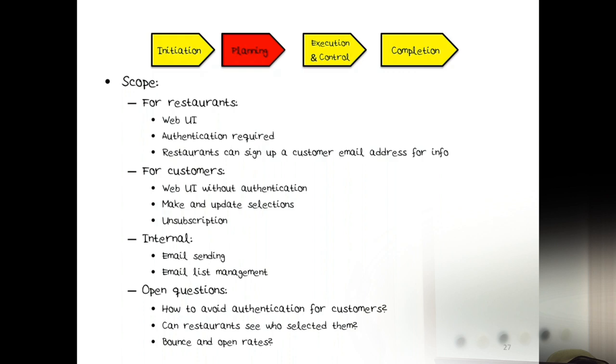Open questions. How do we avoid authentication for end customers, end users? Can restaurants see who selected them? Open question: what about bounce and open rates for emails? If you send an email, I want to know if it reached the recipient or not. And if it bounces, that means it certainly did not reach the recipient. But if it reached the recipient, did they open it? Well, maybe it ended up in a junk mailbox. How do I know that? I don't know that.